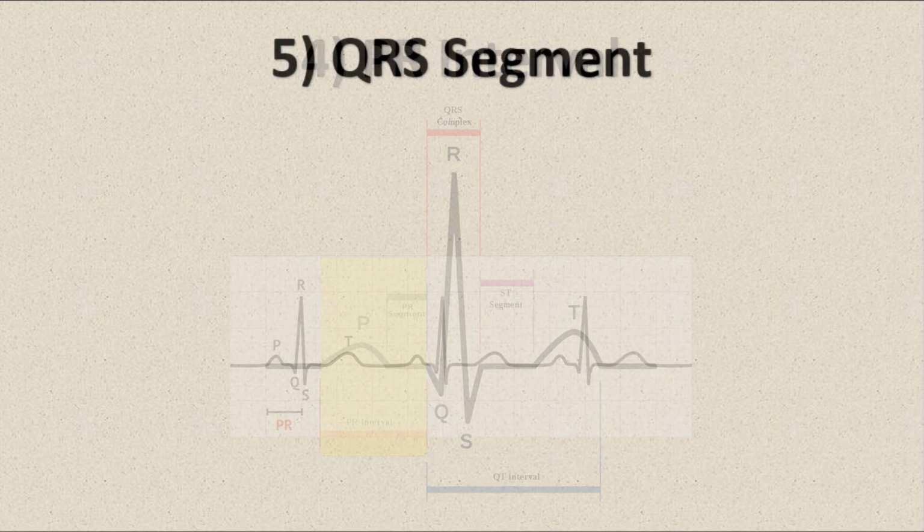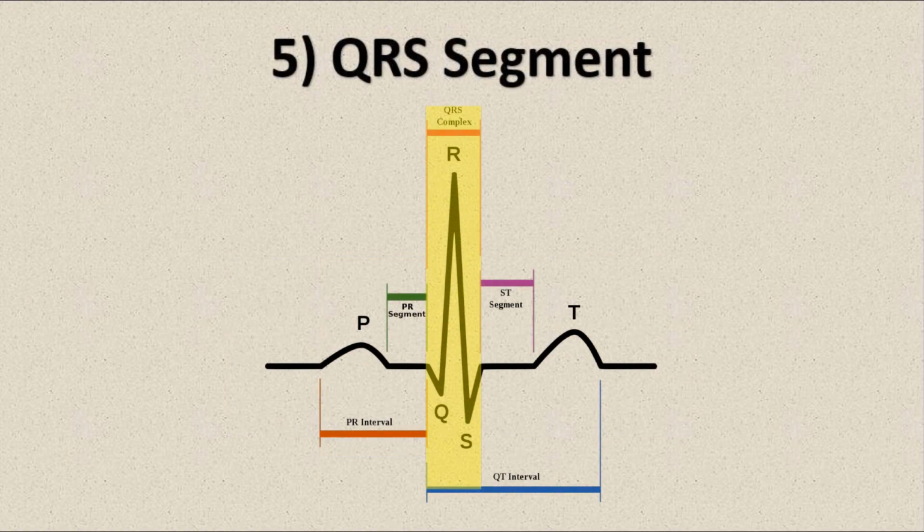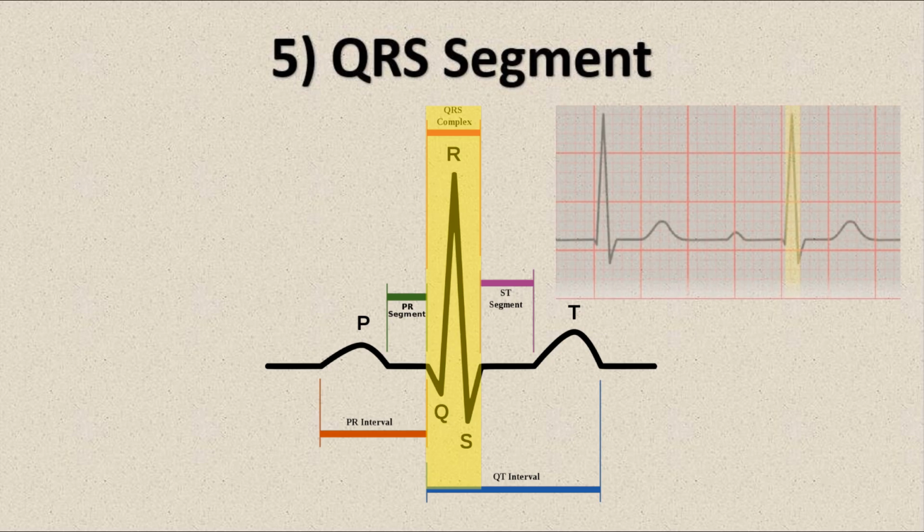We will then measure the QRS segment. Here we will see three things. The first is a negative Q wave, followed by a positive R wave, and then a negatively deflected S wave. The duration of the QRS complex should be 0.04 to 0.1 seconds, which is about 1 to 2.5 small boxes. A prolonged QRS segment could be indicative of a bundle branch block or underlying heart disease.